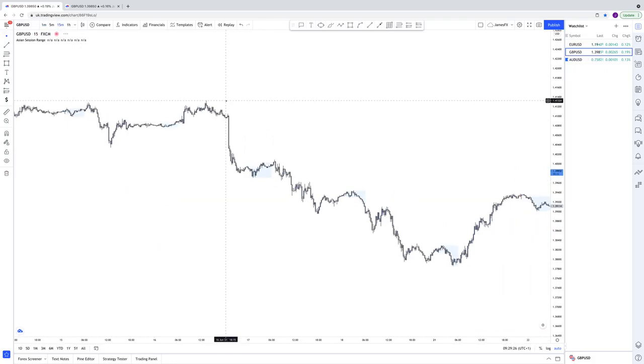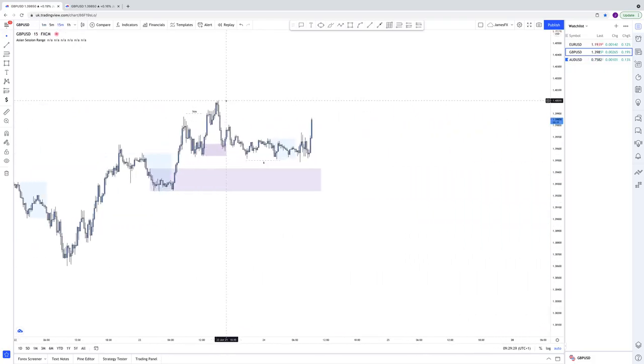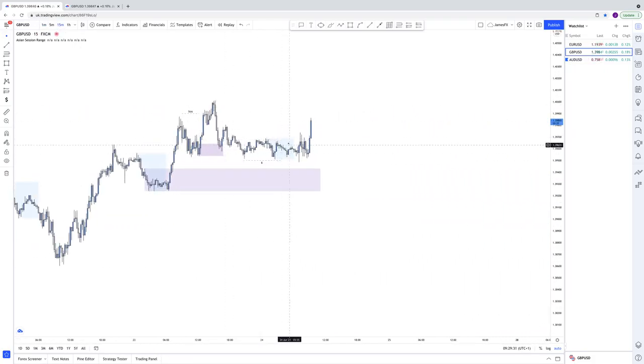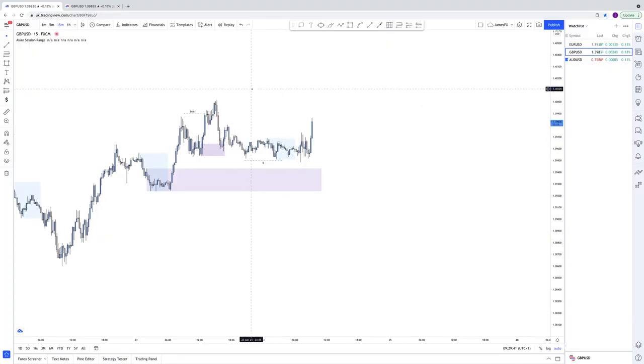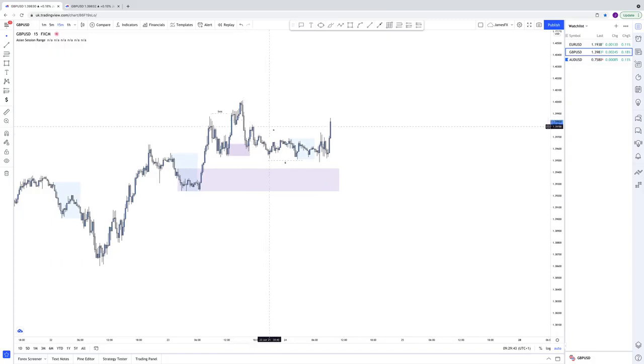If I just zoom back out, this zone here is showing the Asia session. So what I've got it set on is from midnight to around 6 a.m., which is GMT UK time. Now what you can see is we had a lot of liquidity in this area. We have a low and a second low, so we have equal lows here.